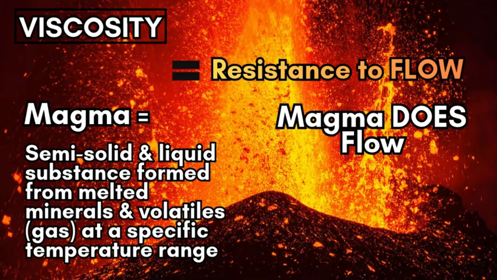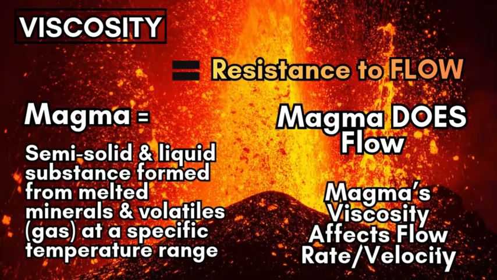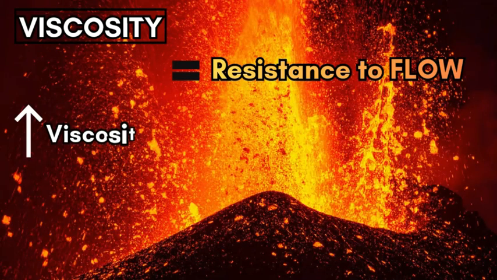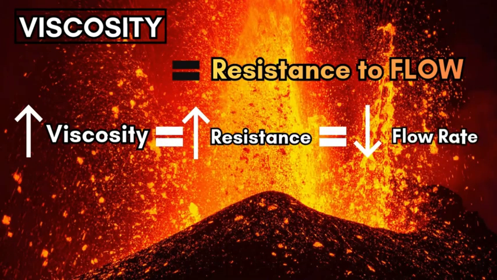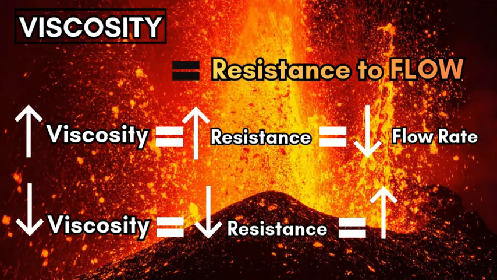The flow rate and the speed of movement can change based on the viscosity of the magma. The higher the viscosity, the higher the resistance, the slower it's going to move and the higher the friction. Whereas the lower viscosity, the lower resistance, the more movement or flow rate of that magma, and the less friction.